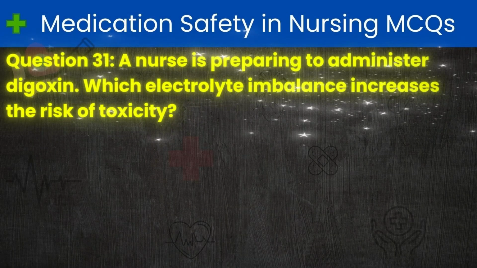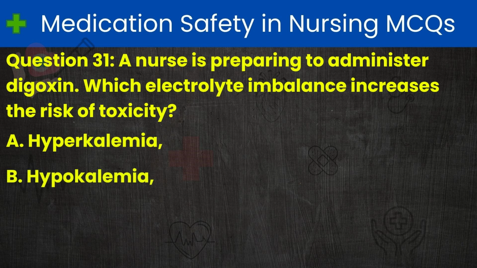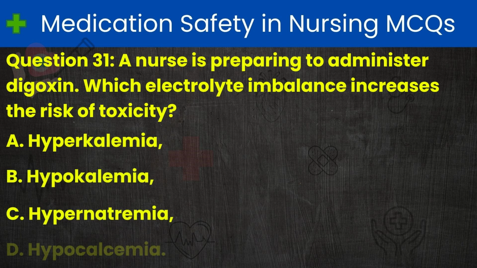Question 31. A nurse is preparing to administer digoxin. Which electrolyte imbalance increases the risk of toxicity? A. Hyperkalemia. B. Hypokalemia. C. Hypernatremia. D. Hypocalcemia.